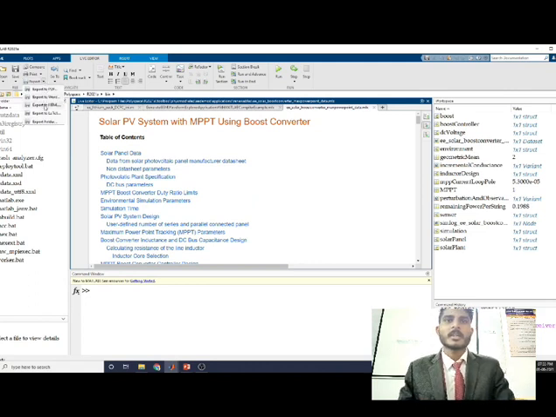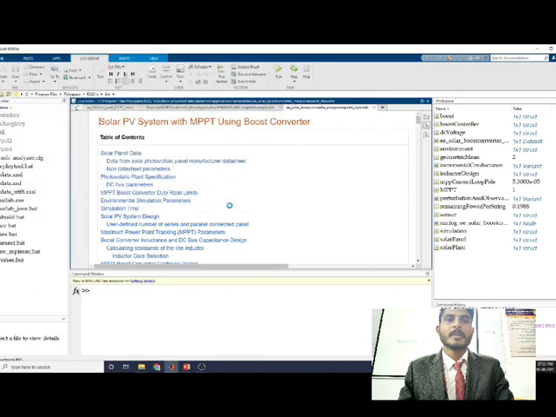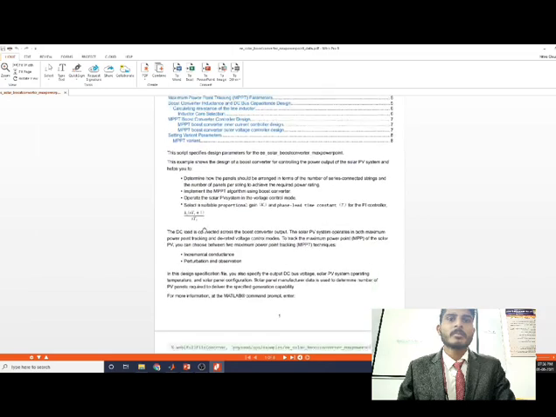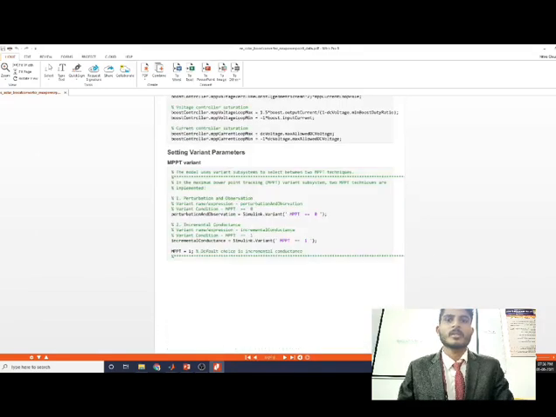The first one is to determine how the panels should be arranged in terms of the number of series connected strings and the number of panels per string to achieve the required power rating. Second one, implement the MPPT algorithm using boost converter. Third one, operate the solar PV system in the voltage control method. And fourth one is to select a suitable proportional gain and phase lead time constant for the PI controller.